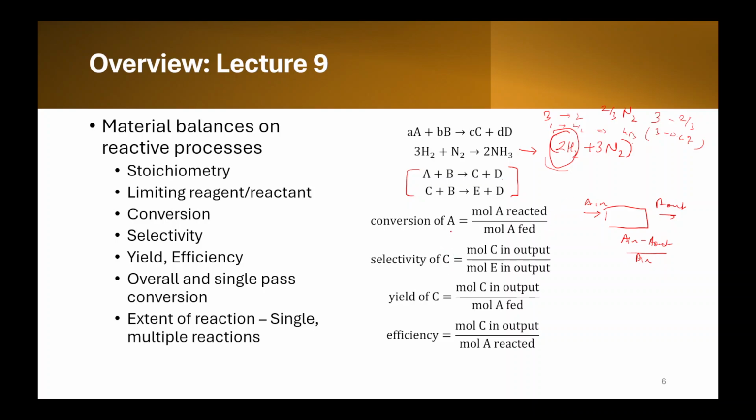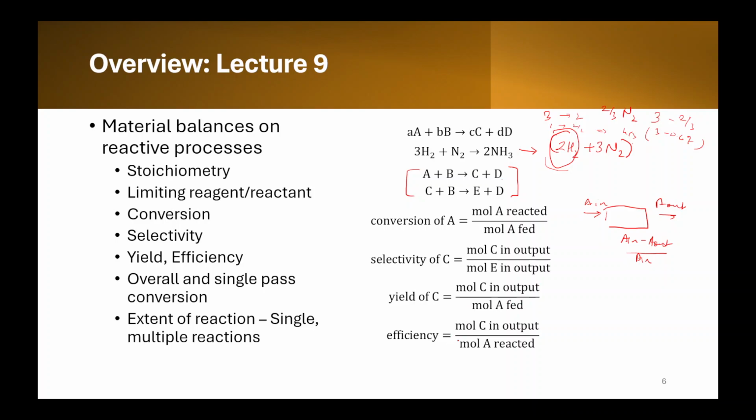The selectivity of C. Suppose there are C, D, and E, and we think that C is the desired product and E is the undesired product. So how can you define the selectivity of C? It is moles of C in output upon moles of E in output. And if it was the selectivity of E, this relation would be inverted. Then the yield of C can also be defined. So yield of C is basically how much reactant you are putting in and how much product you are getting with respect to that. So moles of C in output upon moles of A fed.